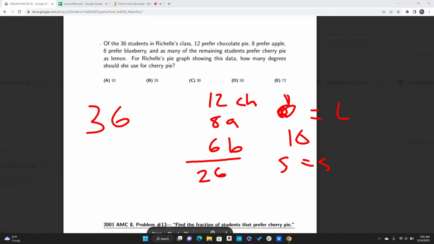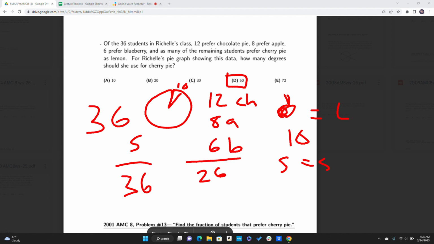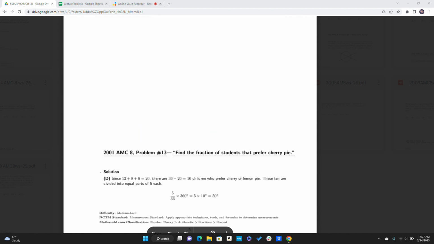So how many degrees should she use for cherry pie? We need 5 out of 36. And a circle is 360 degrees, right? So if we're dividing 360 by 36, each segment is 10 degrees, right? And for the cherry, we need 5 of those. 5 times 10 makes 50 degrees total.